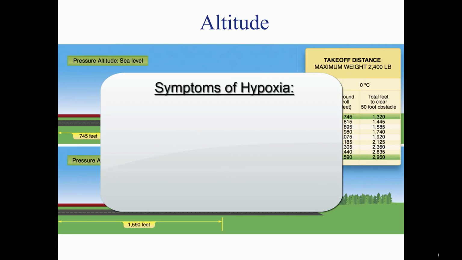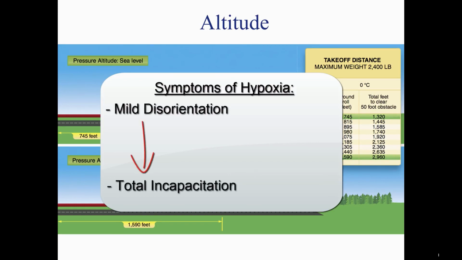The physiological reactions to hypoxia or oxygen deprivation are insidious and affect people in different ways. These symptoms range from mild disorientation to total incapacitation, depending on body tolerance and altitude. Supplemental oxygen or cabin pressurization systems help pilots fly at higher altitudes and overcome the effects of oxygen deprivation.